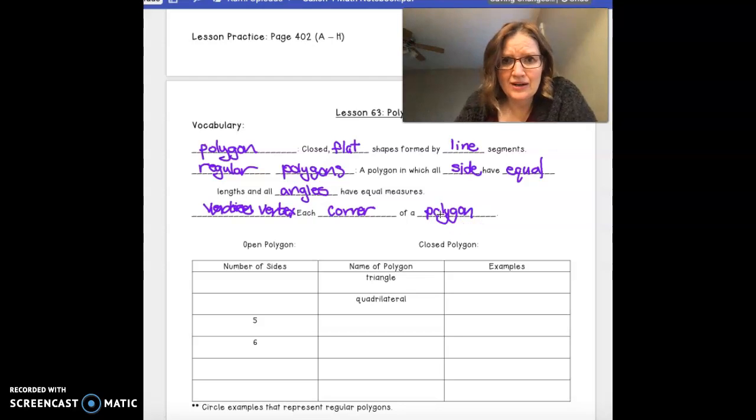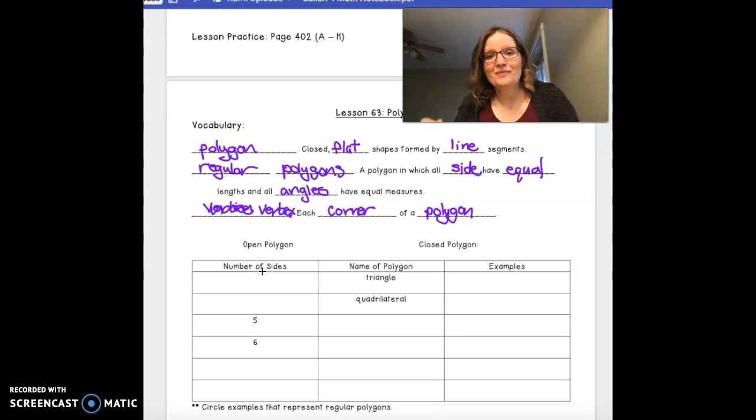Now, there are regular polygons and other polygons. So I'm going to draw pictures of the regular polygon and then just other shapes that are viewed as polygons. Remember that a regular polygon has all the same sides and angles.